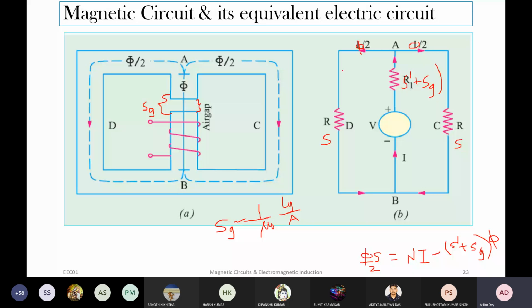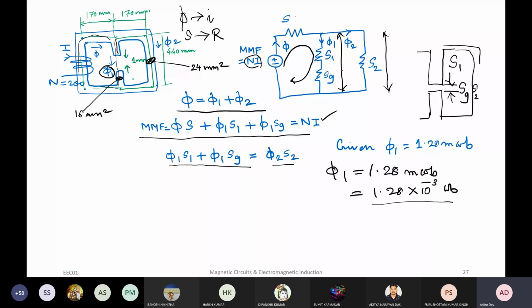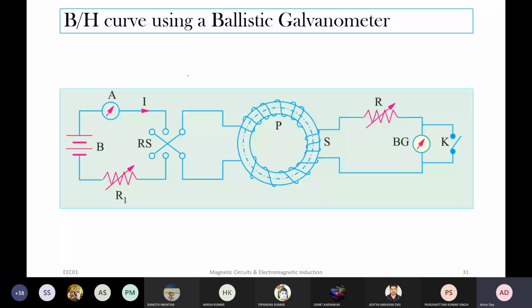So we will take up the problem, but before that, let us go through how we find out the BH curve using magnetic material. This is still pending. We do it with the help of the magnetic circuit only. And there are two means: one is by ballistic galvanometer, another is flux meter. So let us first take the ballistic galvanometer. The circuit is like this.